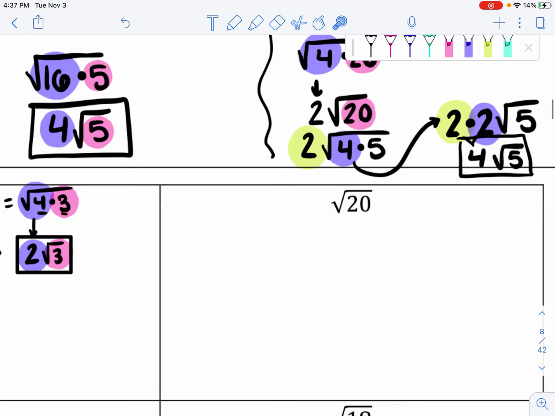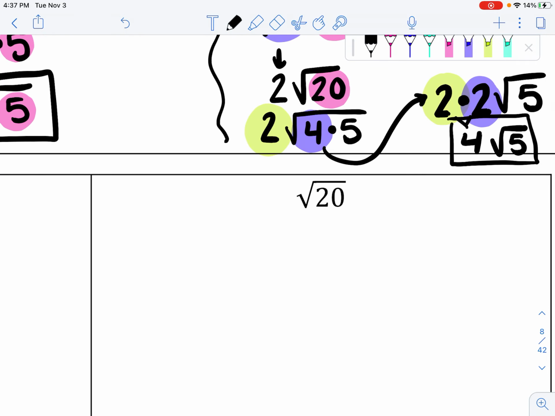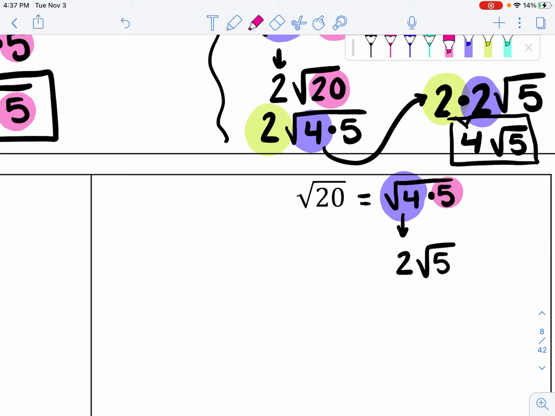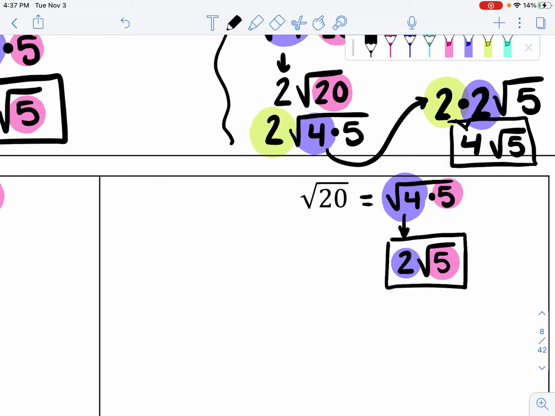You should know that 20 divided by 4 equals 5. So I can rewrite this as 4 times 5. And this is good because 4 is a perfect square. The square root of 4 is 2. And 5 is not a perfect square, so 5 is trapped. So my answer is 2 square root of 5.